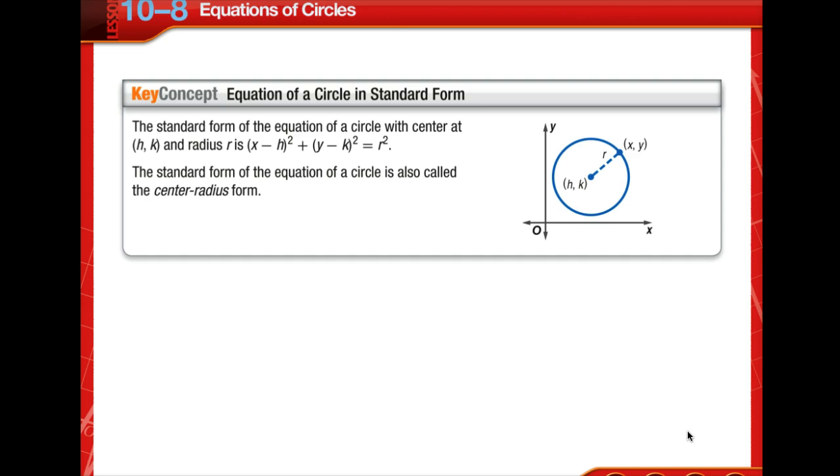Since all points on a circle are equidistant from the center, you can find an equation of a circle by using the distance formula. And here's a key concept. The standard form of the equation of a circle with its center at (h, k), notice the h and the k, that represents the center of the circle, and radius r. The standard form of the equation of a circle is also called the center-radius form.